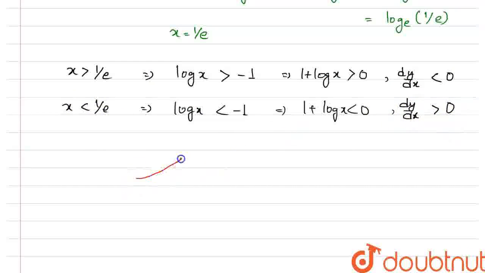So it will look something like this. And after x equals 1/e, the slope is decreasing. So after x equals 1/e, it will look something like this. So we can say that x equals 1/e will be the point of maximum. So we got the point x equals 1/e as the point of maximum.